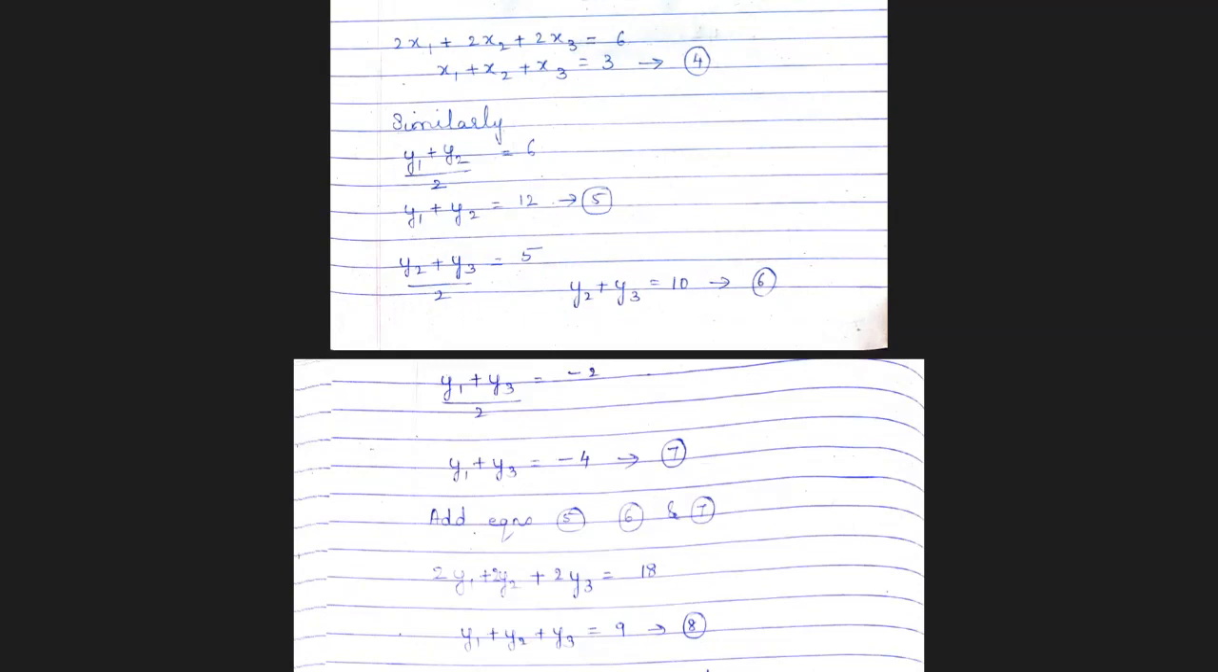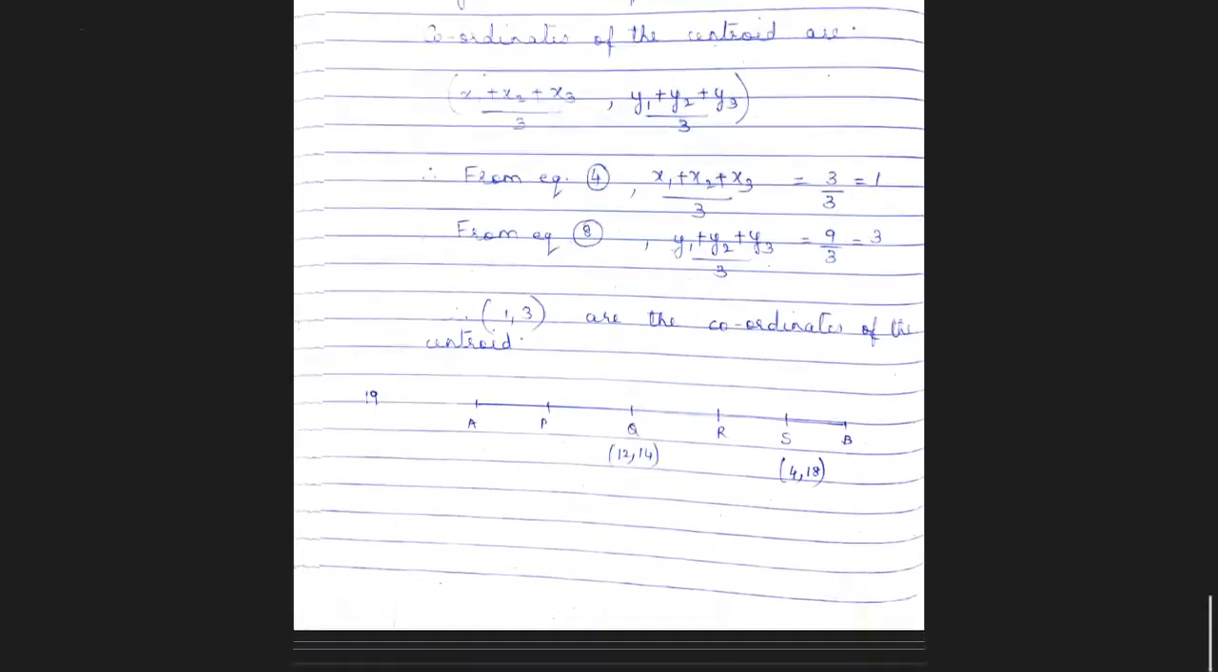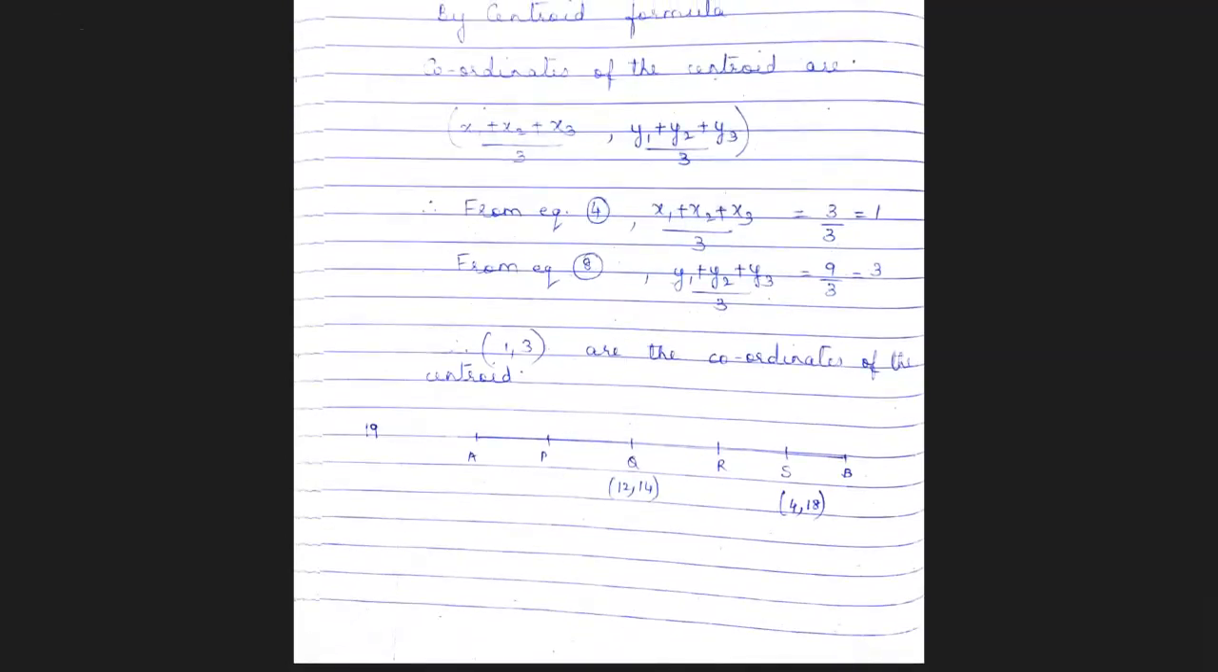Same method do for the y coordinates. Add them, you get y1 plus y2 plus y3 as 9. Now what is centroid formula? Divide x1 plus x2 plus x3 by 3. Same way for the y coordinate, your answer comes 1 comma 3. So this is your answer. Now that was question number 14. Now question number 15.